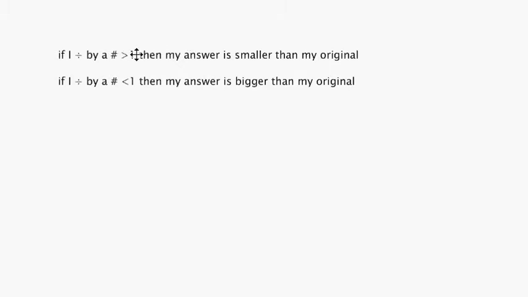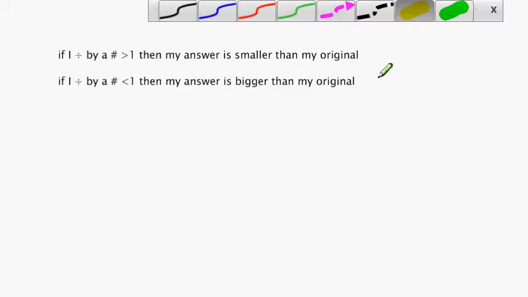Dividing by numbers larger than 1, which is what we did in the last segment, produces answers that are smaller than my original. So we should be expecting all of our answers to fit into this category right down here. If I divide by a number smaller than 1, all my proper fractions are smaller than 1 because that's what a proper fraction is. I should be getting answers bigger than my original.